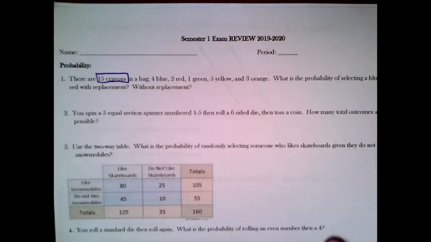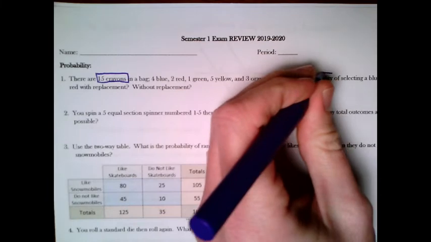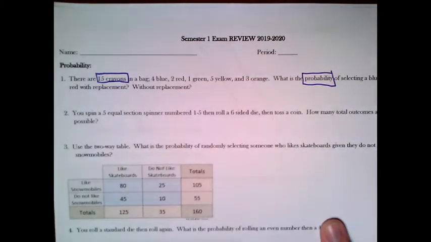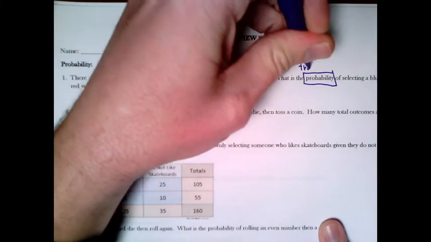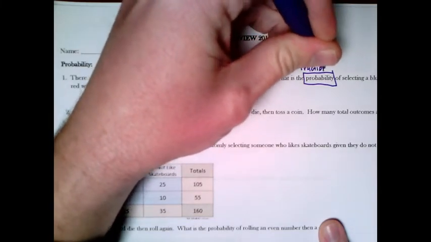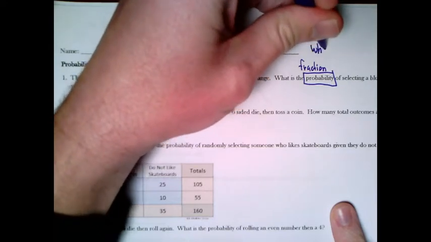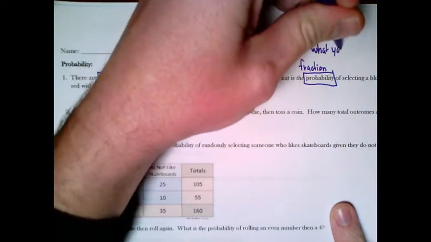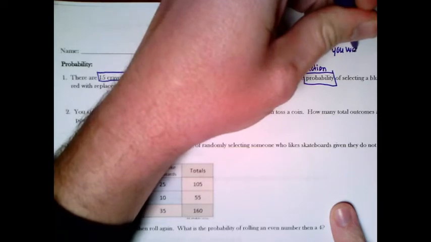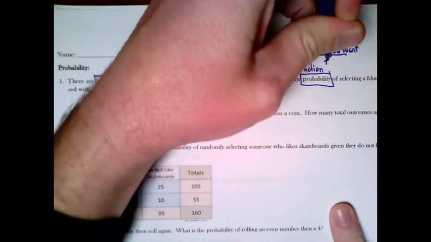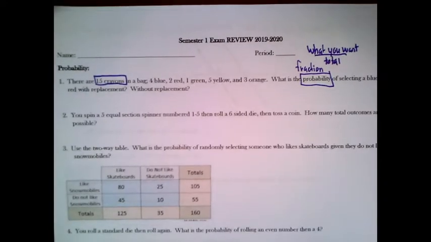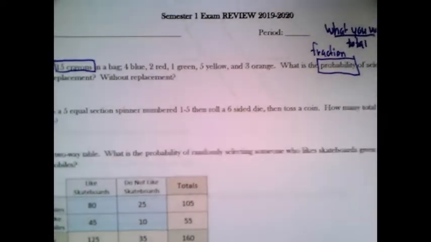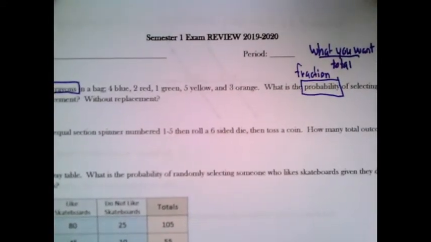So we're going to do that first. And when I see the word probability, you guys should automatically think of the word fraction. And that fraction is what you want over the total. So I'm going to write that down. Hopefully you guys can see that. It's a little sloppy there. Sorry about that.